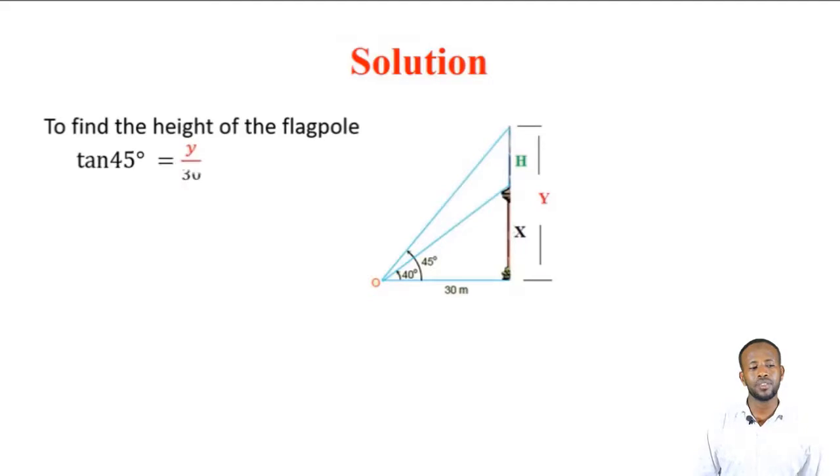We can find it using tan of 45 degrees is equal to y over 30, using the larger triangle, so it will become like this. y will be equal to 30 times tan of 45 degrees, and y will become 30 meters.